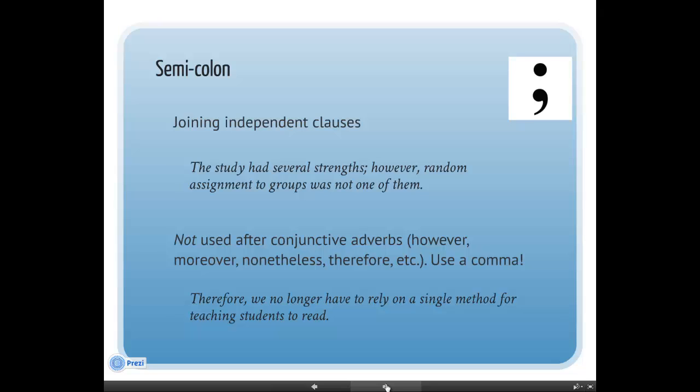On a similar note, the word "however" and similar conjunctive adverbs such as "moreover," "nonetheless," and "therefore" are almost always followed by a comma. For example, therefore, we no longer have to rely on a single method for teaching students to read.